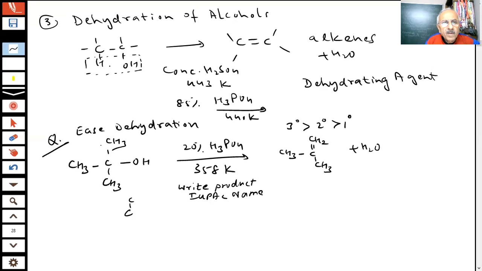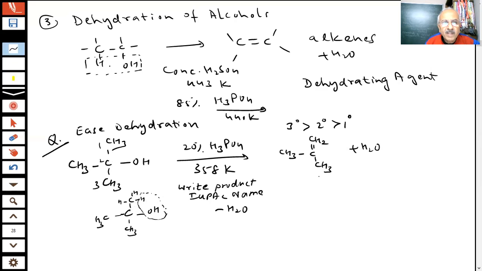What is the IUPAC name of this? 1, 2, 3. This is 2-methyl. If I consider this, that's 3. Then what is happening? This is my OH. Then what is going to happen? You can see that you have to remove water. This has to be out. Then this will become a double bond. So OH minus H2O. What will happen? This and this will become a double bond.